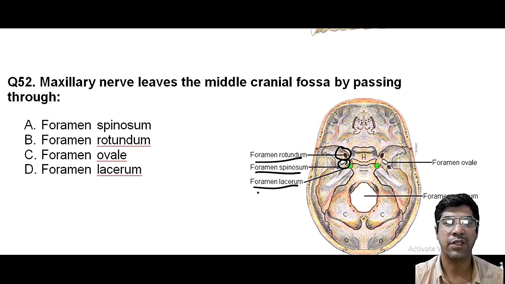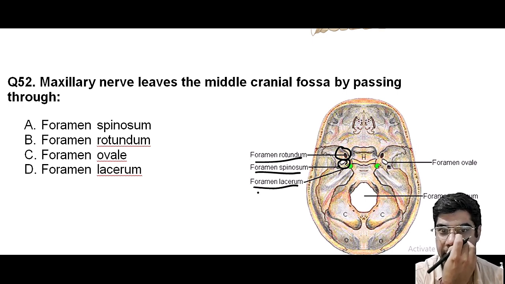Remember the location of the foramen lacerum. It is located at the base of the skull. The maxillary nerve does not leave the middle cranial fossa through this foramen.